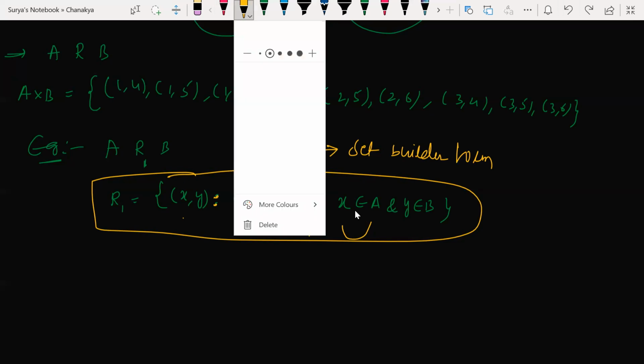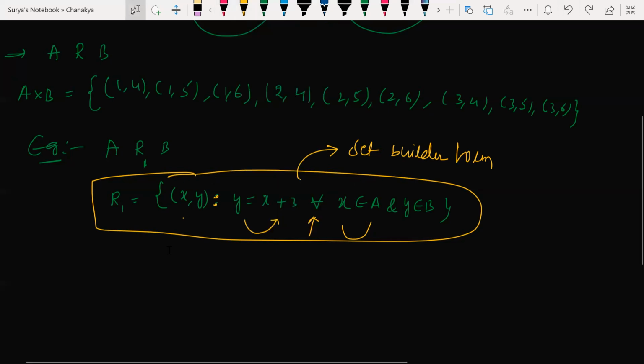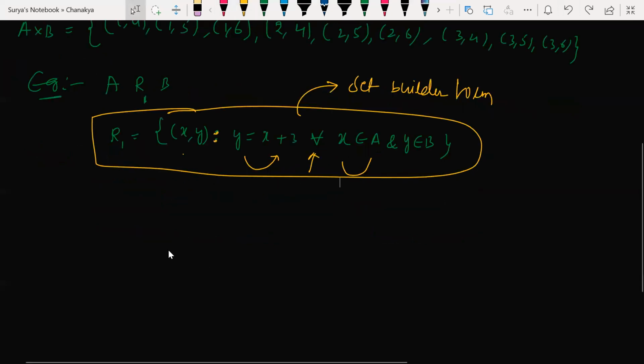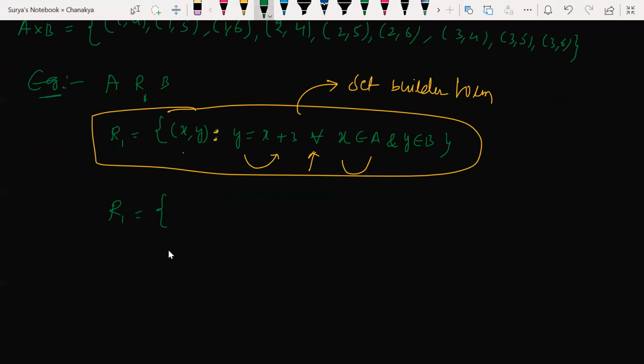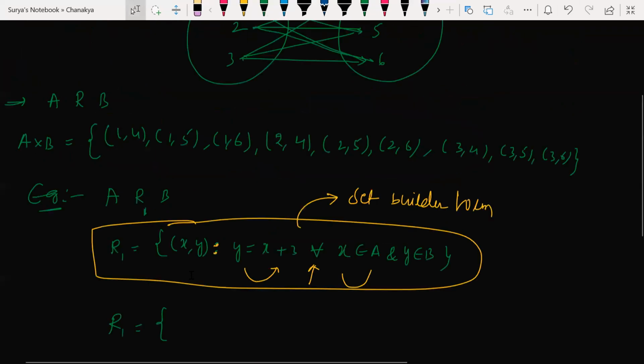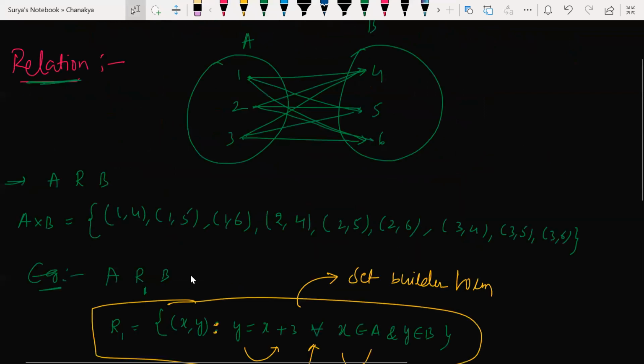All right. Yes. So this is a set builder form given to you. Let's write it in roster form now. So R1 can be written as, see, basically I need to write ordered pairs. That is the roster form. Now, what are the elements given to you? 1, 2, 3, 4, 5, 6. Same elements I'm taking here. Set A is 1, 2, 3 and set B is 4, 5, 6. Correct?